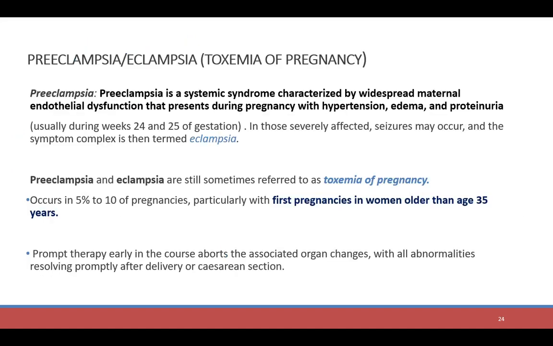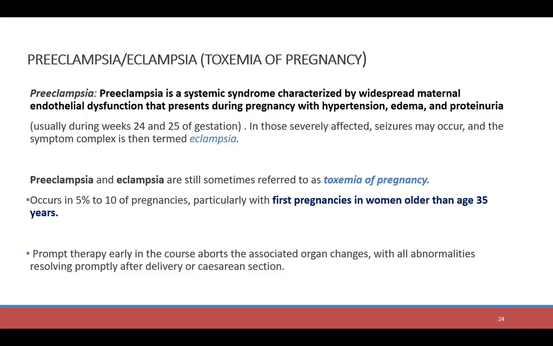Preeclampsia, again, preeclampsia or toxemia of pregnancy, is mainly a clinical entity. Preeclampsia is a systemic syndrome. It's characterized by widespread maternal endothelial dysfunction. Most of the time, it's a dysfunction in the maternal blood vessel endothelium. This is the etiology of preeclampsia. Usually, it happens after 24 weeks of gestation.